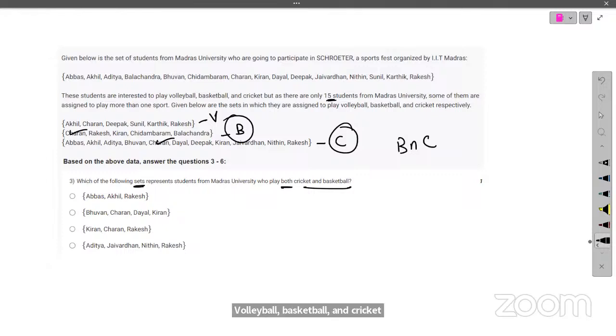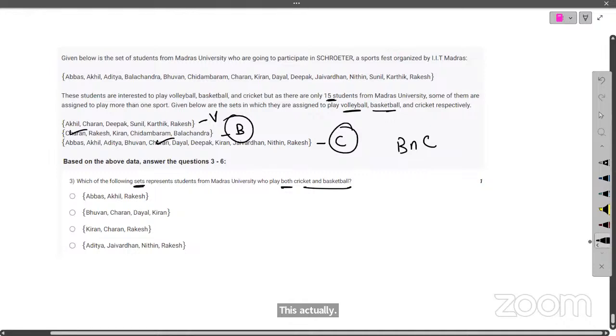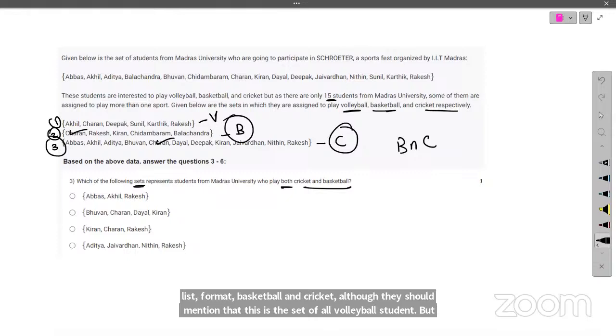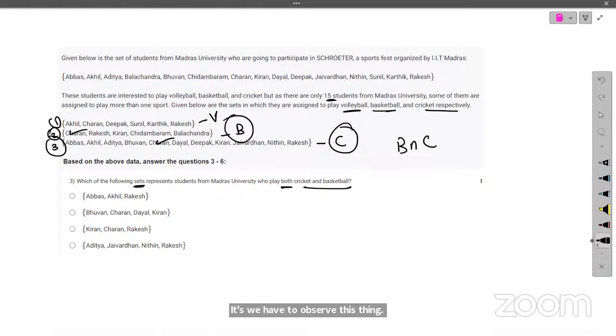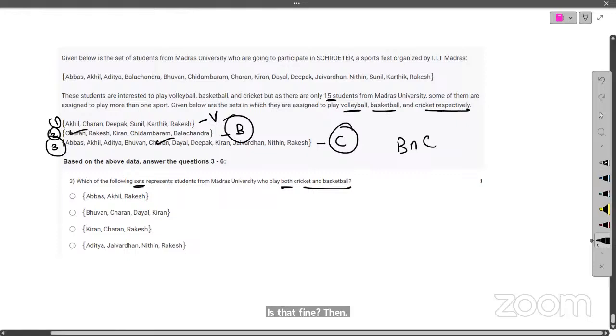Basketball and cricket. Exactly, but there are all 3 rows in that, no? So how can we judge the second is only basketball? I think they have mentioned in this order: volleyball, basketball, and cricket. That's why they gave it in this list format. Although they should mention that this is the set of all volleyball students, we have to observe this. Respectively is there, ma'am. Respectively means in that order. Then fine. Yes.